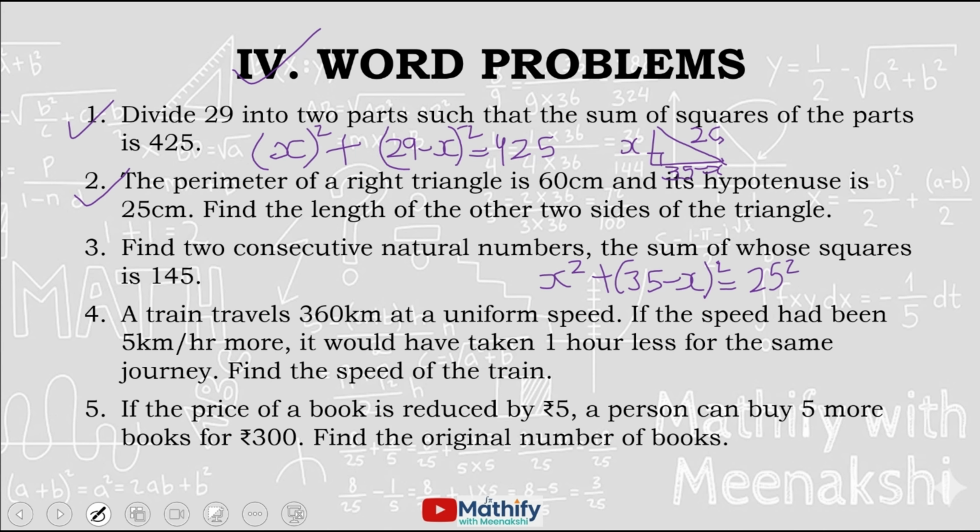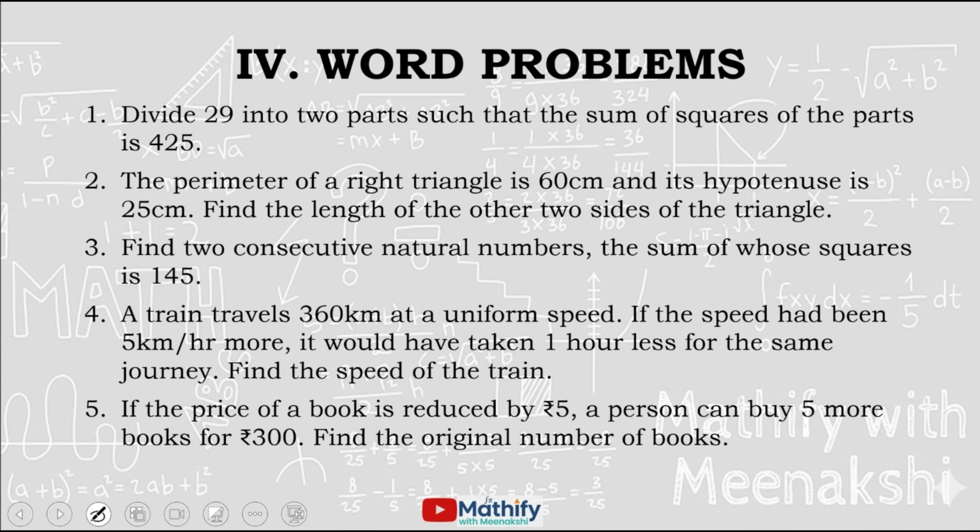Okay, let's move to the third question, but before this I will remove this. So let's move to the third question now. Find two consecutive natural numbers, sum of whose squares is 145. Now, what are the consecutive numbers? You can take one as x and one as x plus 1. Even you can take x minus 1 and x. It's up to you. Now, it's given sum of squares, it's 145. Now, you can simply solve this further.